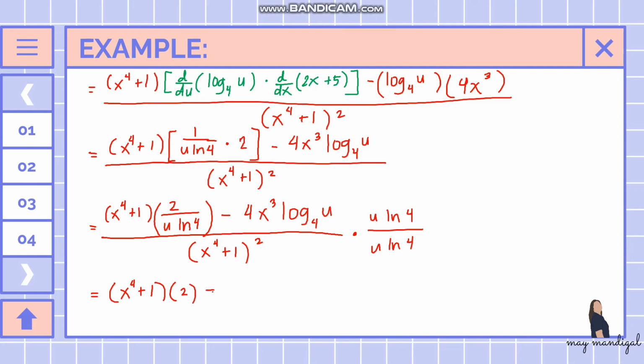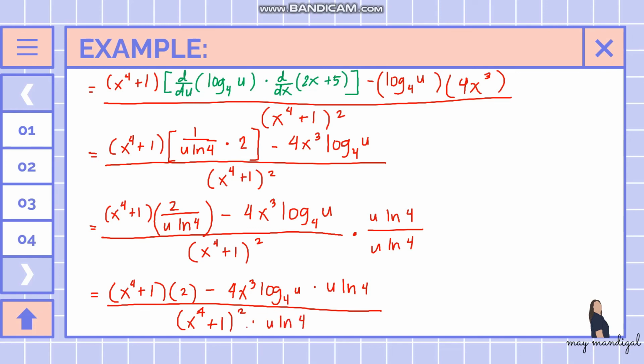minus, and then here you just have to multiply. So we can write here 4x cubed logarithm of u base 4 times u ln of 4, and then all over, you multiply here also, x raised to 4 plus 1 squared times u ln of 4. And then that's it.